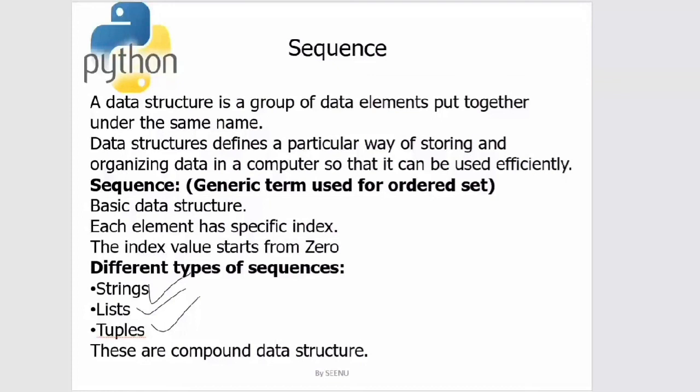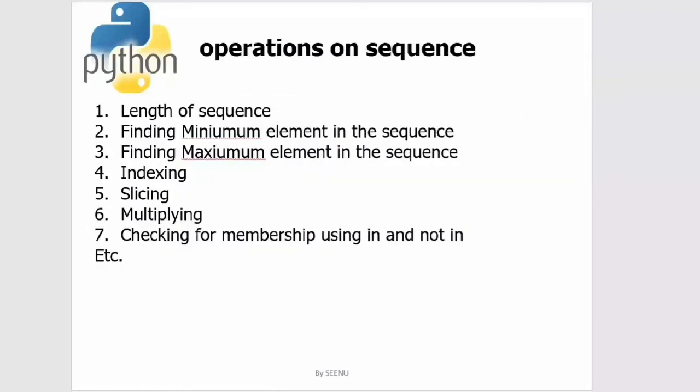And so these are the data structures, and the three types of sequences are strings, lists, and tuples. These are compound data structures, meaning that you can have one inside the other. So what are the other operations that you can perform on the sequence? You can find out the length of the sequence. These are a few operations to just name. There are many other operations, which I have given in the slides. In the consecutive slides, you will find all these operations with examples. So these are a few operations that you can perform on a list.